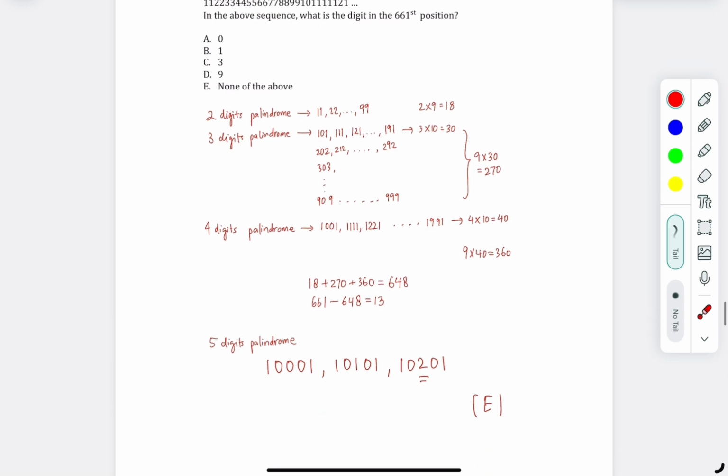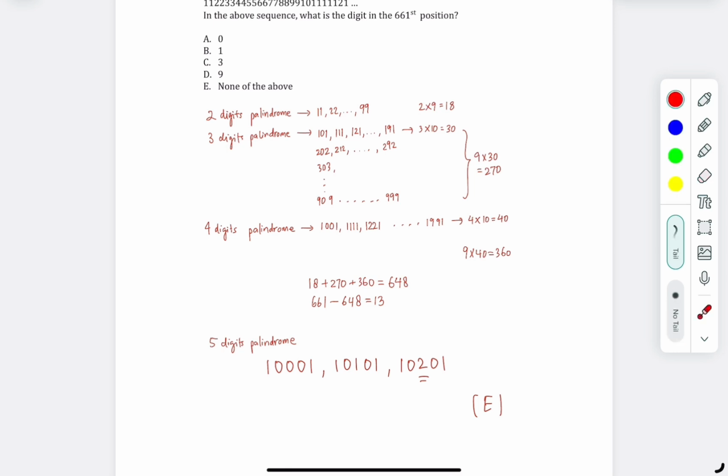For 2-digit palindromes, I have 9 of them, so that gives us 18 digits. For 3-digit palindromes, I will do it slowly. I start with 101, 111, 121, all the way to 191. I have 10 of them. I have 3 digits each, so it's 30 digits. And I have 9 of these groups. That means I will have 270 digits. This is still way below 661.